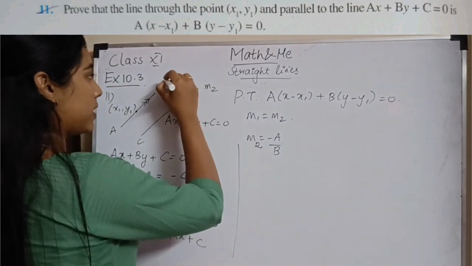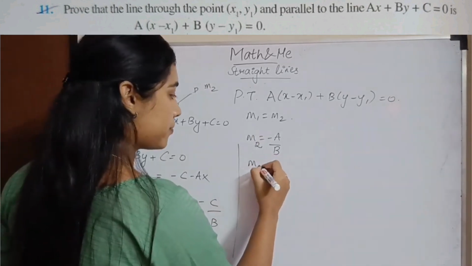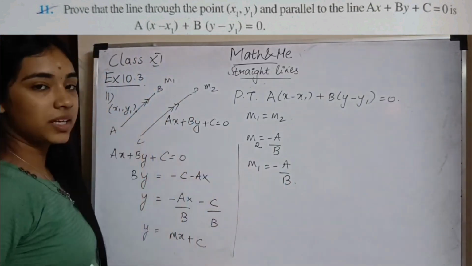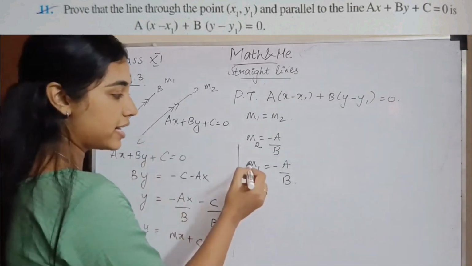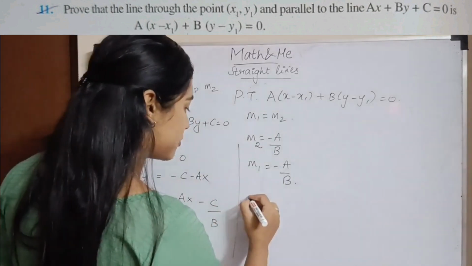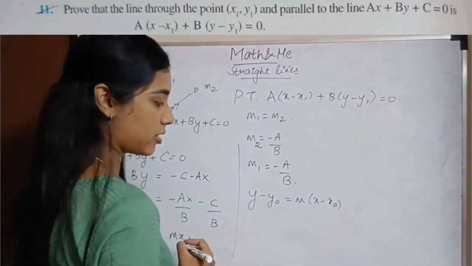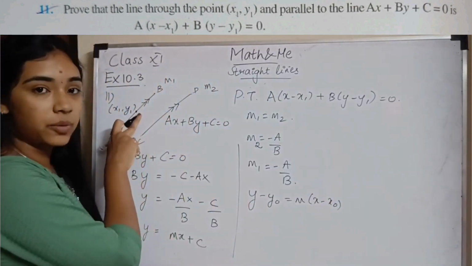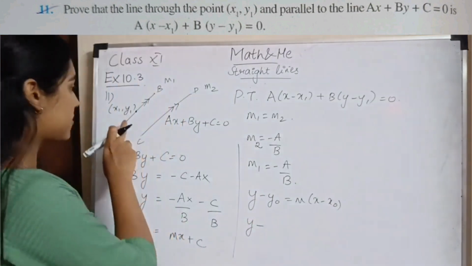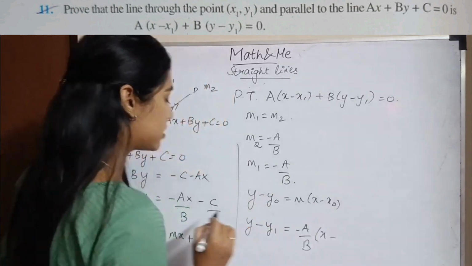So let this have slope m2, let this have slope m1. They are basically the same, so it doesn't really matter. So since your m2 is minus a by b, what is your m1? That is also minus a divided by b. Okay, so this is the slope of this particular line. So now that you have a point and a slope, you can find the equation of this line using the point slope form. Okay, so what is the form for that? You have y minus y naught equals m of x minus x naught, where y naught and x naught is the point where it passes through and m is the slope that we just found out. So we can find the equation of this line. So it is y minus y1 equals m times x minus x1.